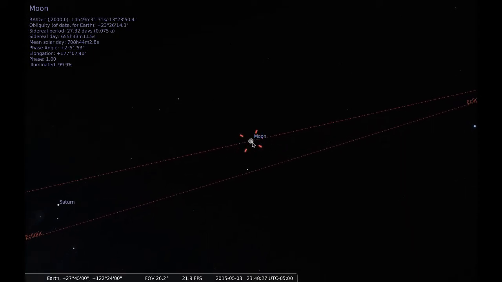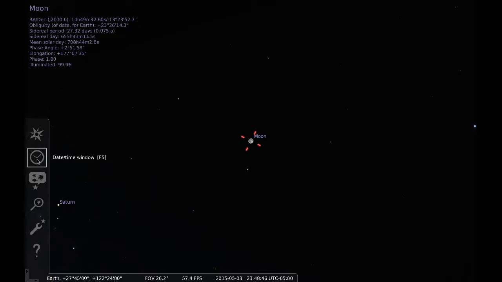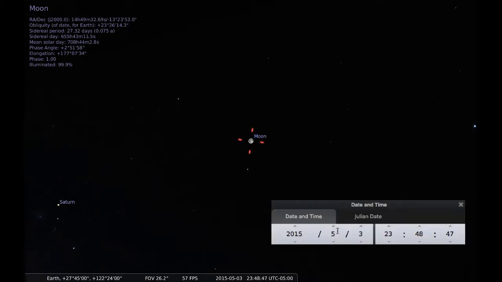So I could keep stepping through looking for this pattern, looking for the next full moon that might be eclipsed. It'd be nice if I could just jump ahead to the next full moon. Now I know on average the time between full moons is 29.5 days. So I could go over to my date and time control window here, and I could add 29 days and then 12 hours of time.